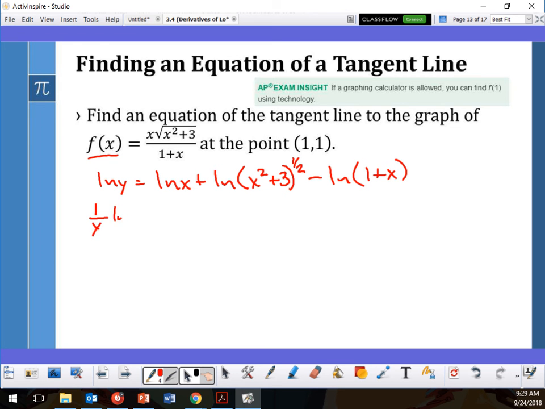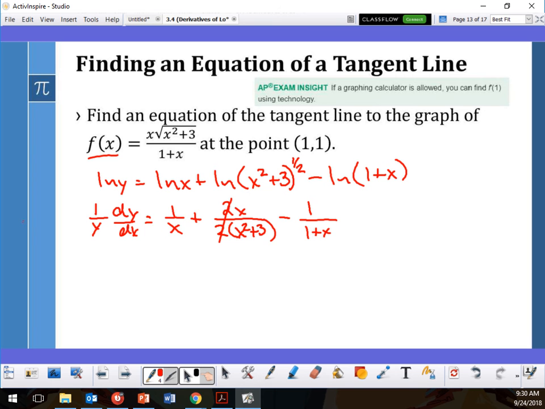So it's going to be 1 over y times dy/dx equals 1 over x plus 2x over 2 times the quantity x squared plus 3. Is it 2x over 2? Yeah, because the 1/2 goes out front anyway. All right, so minus 1 over 1 plus x, right?